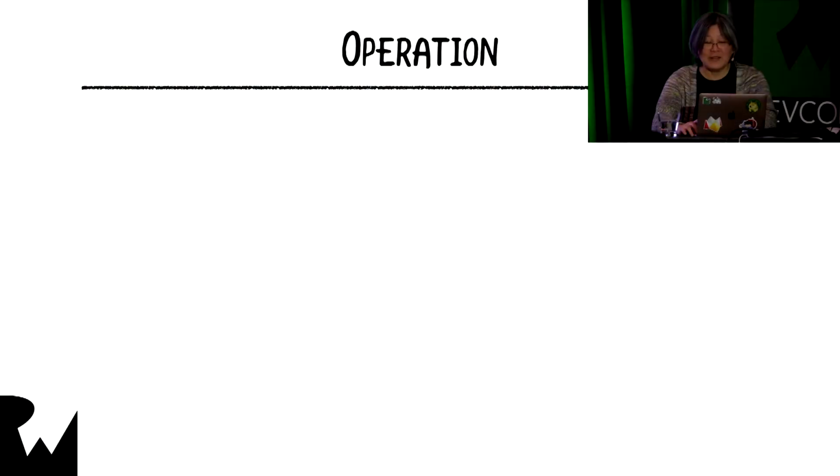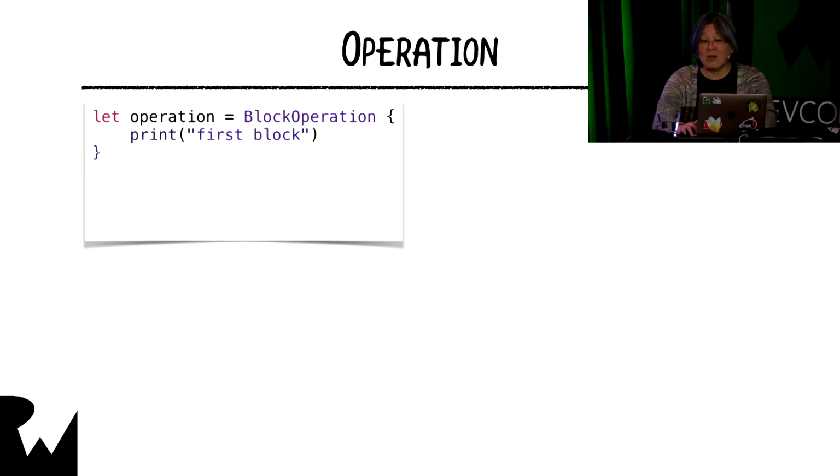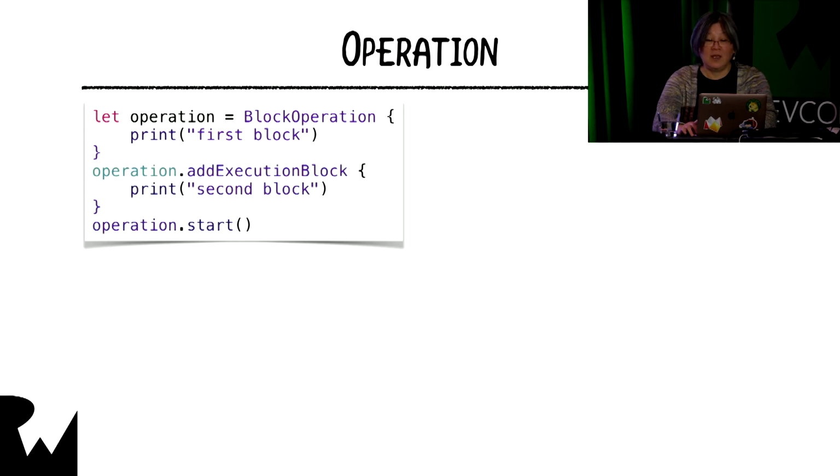So you add tasks to operation queues as operations. If you want to quickly create an operation, you can create a block operation. You can add more blocks before you start it. It's an object-oriented wrapper for the default global dispatch queue. And the reason it's there is in case you have an app that is using operation queues and you don't want to mess it up by calling dispatch queues, then you can use block operations to basically get straight to the default global dispatch queue.